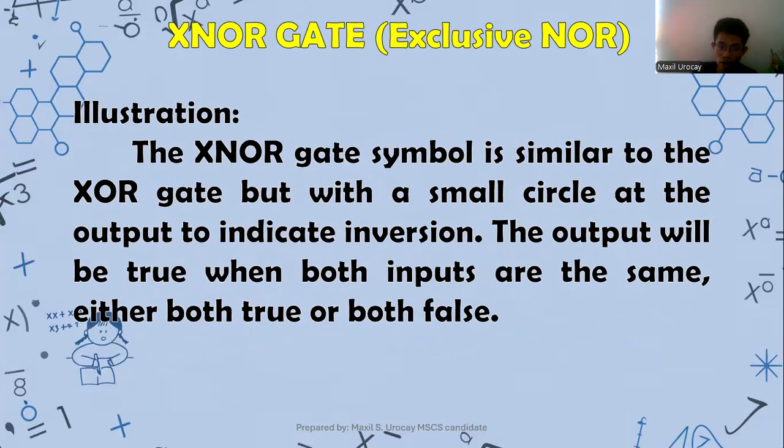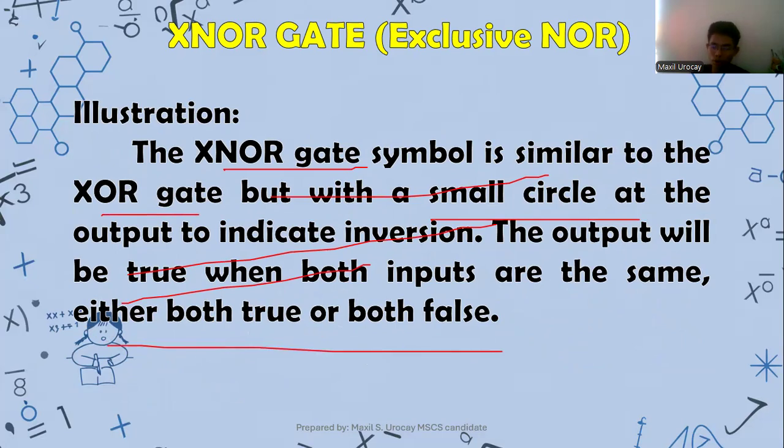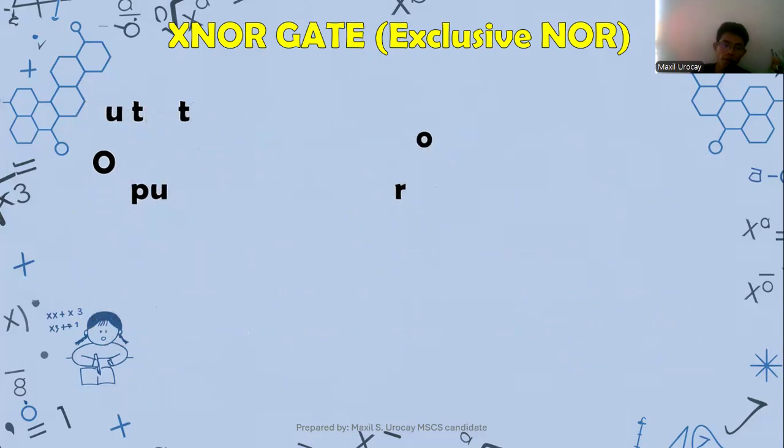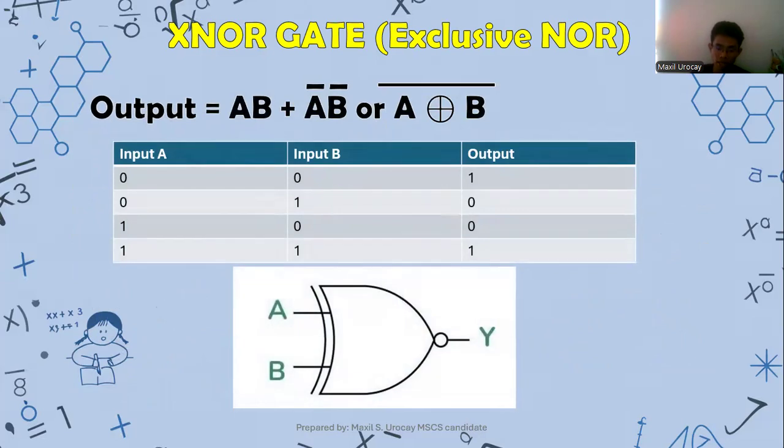So for the illustration, this is actually similar to the XOR gate, but with a small circle at the output side to indicate the inversion. The output will definitely be true when both inputs are the same, either both true or both false. What is gonna happen? It looks like this. So it is definitely equivalent to this as well, AB plus A inverted B inverted.